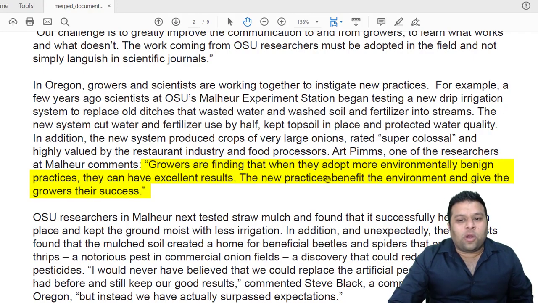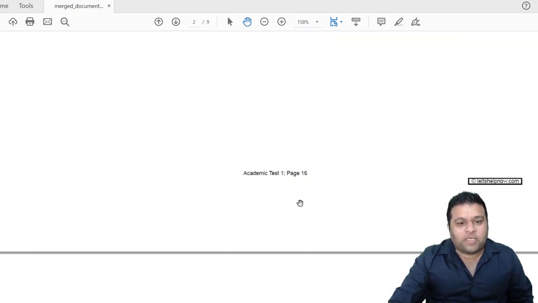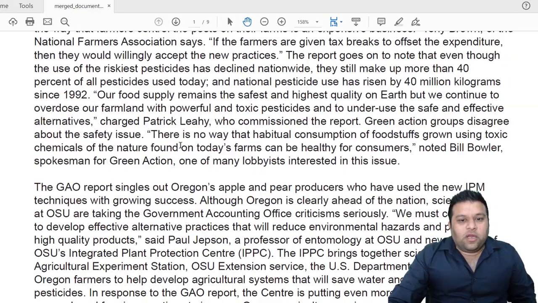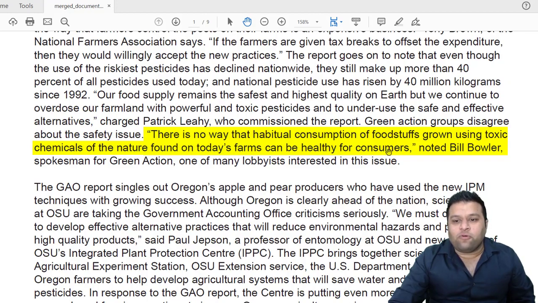Half a line before or after? The answer is going to be Art Pims. A, B is the answer, right? Let's try one more. There is no way that habitual consumption of foodstuff grown using toxic chemicals of nature found on today's farms can be healthy for consumers.